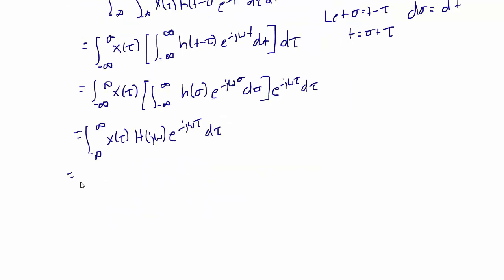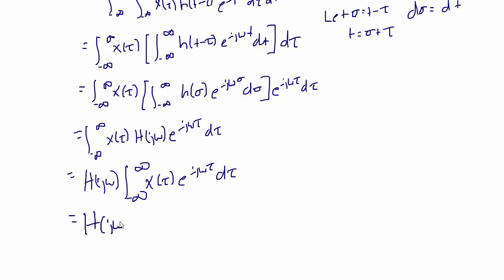Now I can pull out the H of j omega, so I have H of j omega times the integral from negative infinity to infinity, x of tau, e to the negative j omega tau, d tau. This second integral is X of j omega, so this can be written as H of j omega times X of j omega. So we have shown that convolution in the time domain becomes multiplication in the frequency domain.